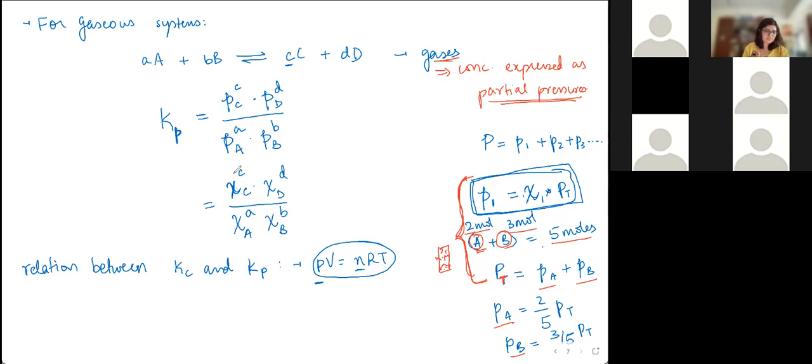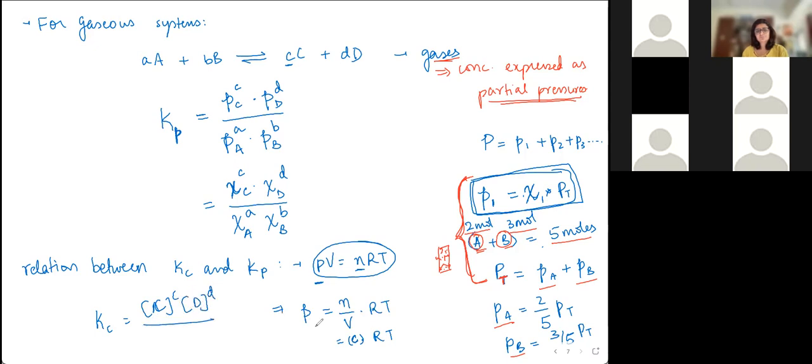Ma'am, in the relation between KC and KP, we just have to substitute PV equals nRT, right? Like a modified version of it. So PV equals nRT, I can write it as pressure of that particular gas equal to n by V into RT. So this is essentially concentration into RT. For KP, you take the expression in terms of pressure. For KC, you take the expression in terms of concentration.